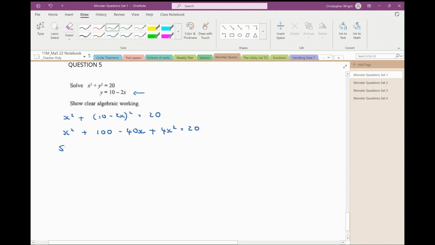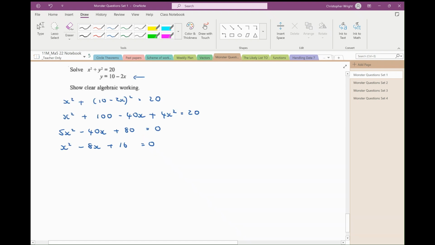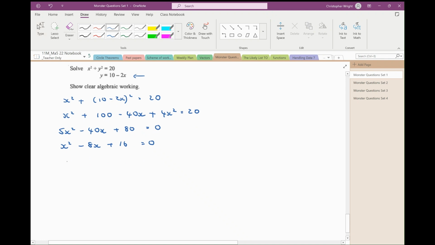So on the left-hand side, I've got 5x squared, I've got minus 40x, I've got plus 100, minus 20 from both sides, gives me plus 80 equals 0. Divide everything by 5. So now all I've got to do is to solve this quadratic equation. I can factorize it. It's (x minus 4) times (x minus 4) equals 0, so there's only one solution.